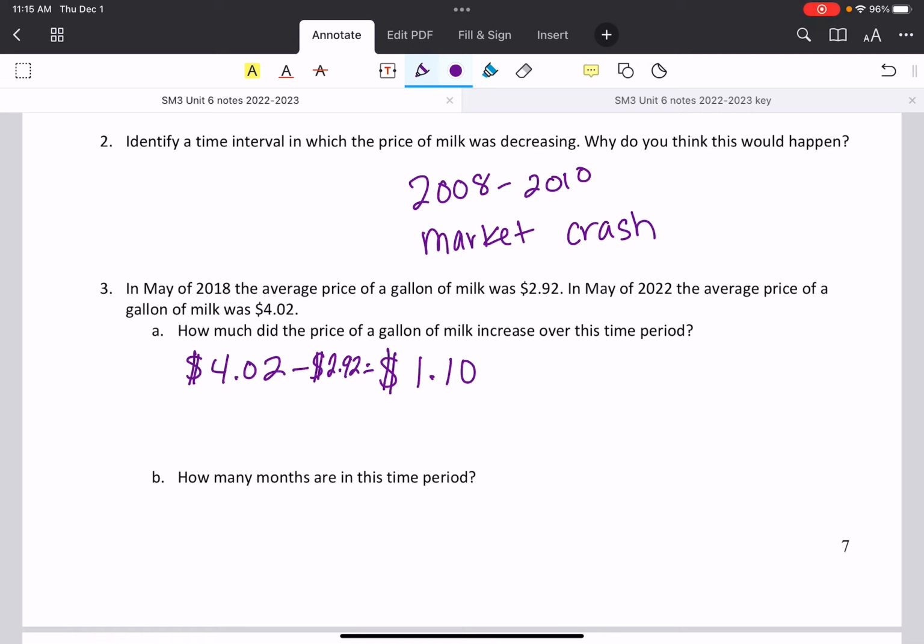It was 4 years. How many months are in that? If we do 2022 minus 2018, that gave us 4 years, which is 48 months. Times 12. That's how we got that.